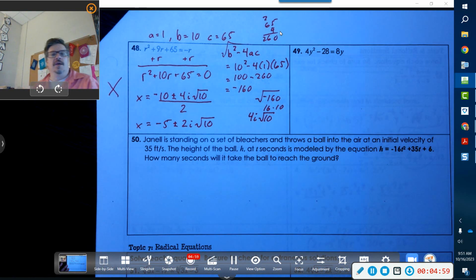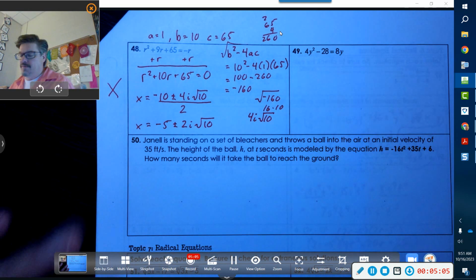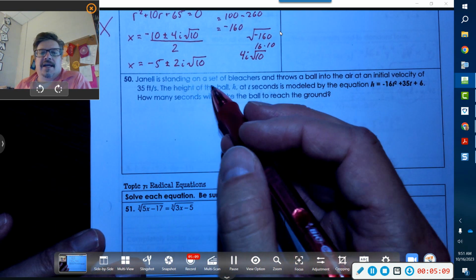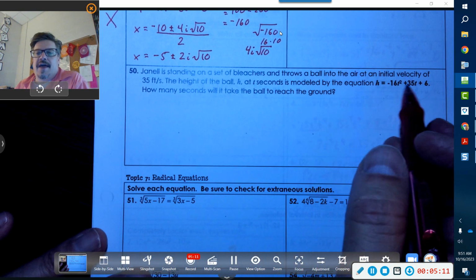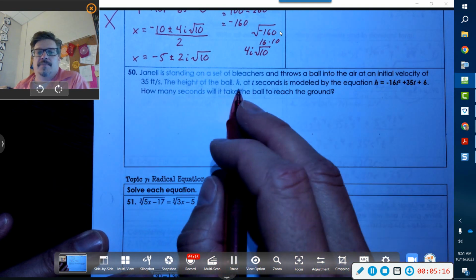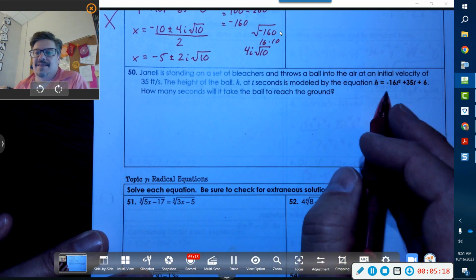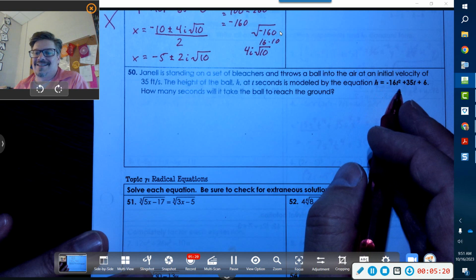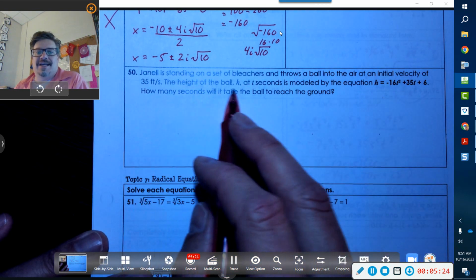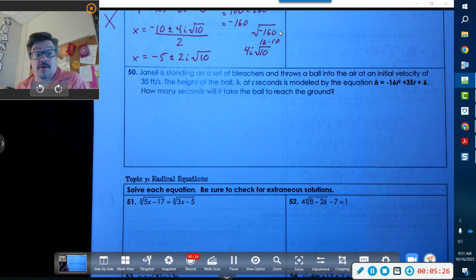Okay, so now let's look at this guy right here. And this one is also a quad. Oh, nope, we're not doing 49. Solution's already there. All right, Janelle is standing on a set of bleachers and throws a ball into the air at an initial velocity of 35 feet per second, which is what we see here. The height of the ball h at t seconds is modeled by this guy, so height equals negative 16. Looks like she is standing 6 feet from the ground. How many seconds will it take the ball to reach the ground?